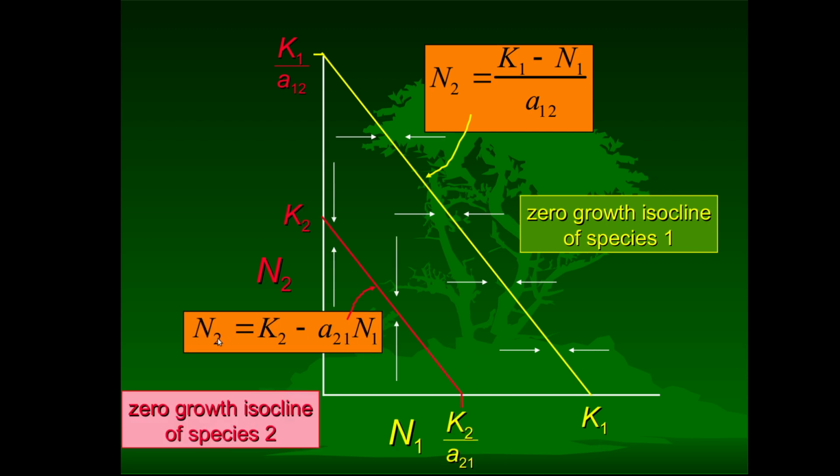And we can do the exact same thing for the other isocline. This is the equation for the line. All these values of N1 and N2 give a growth rate of 0. So this is the zero growth isocline for species 2.